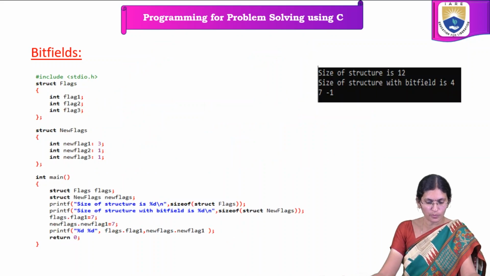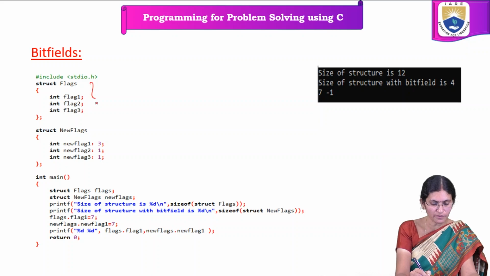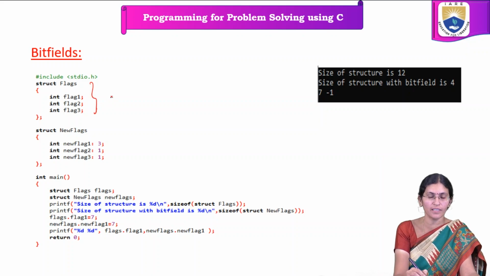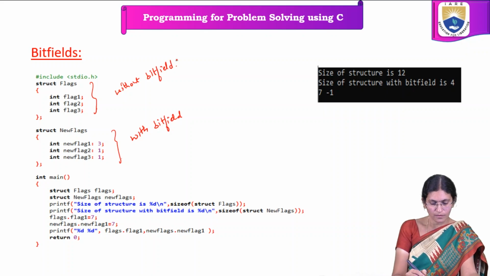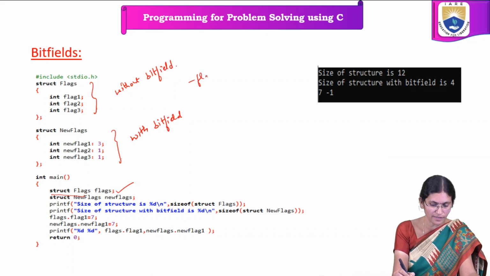Now let us see one more program. Here we have defined this structure, which is a regular structure, and this is the structure with bit field. This one is without bit field. Now we have declared variables of type struct flags. The variable declared for this one is flags, and the variable declared for this one is new flags.